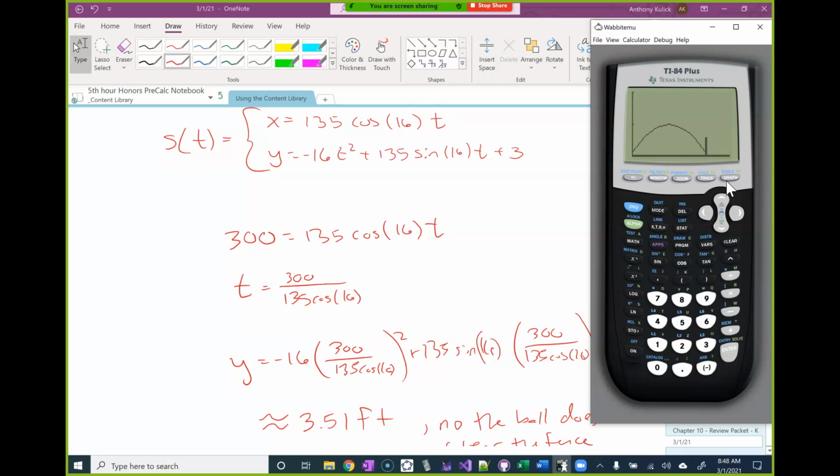What if we ask a slightly different question? What if instead we ask, how far, if there's no fence, how far would that ball travel?